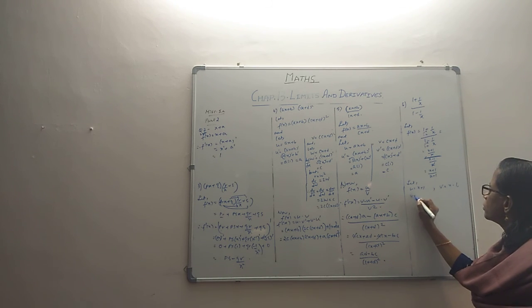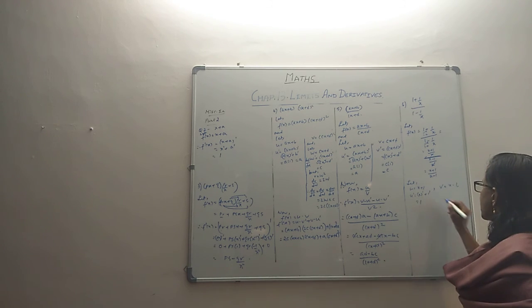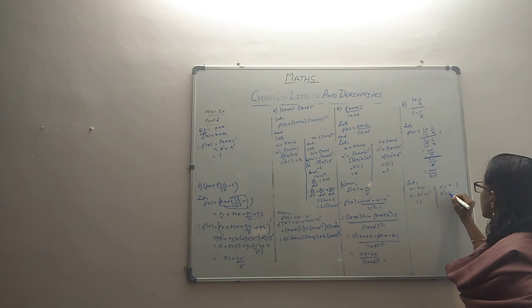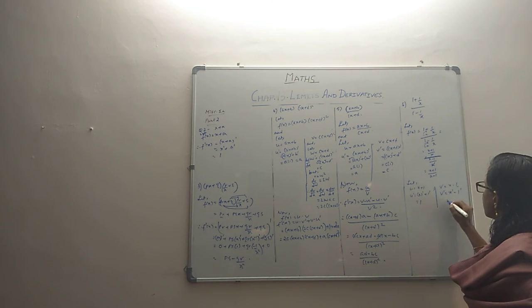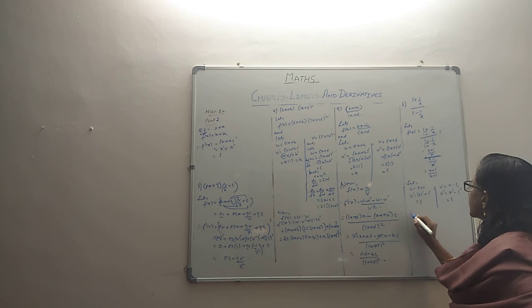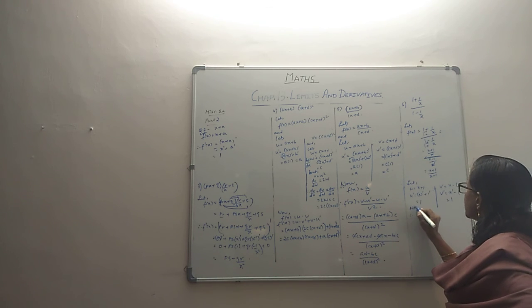So what is your u dash? It's the derivative of x plus the derivative of 1. The derivative of x is 1, and 1 is a constant, doesn't have a derivative. Then v dash is the derivative of x minus the derivative of 1. 1 is a constant, will not have a derivative, and the derivative of x is 1. Like that we are now left with f of x as u by v.